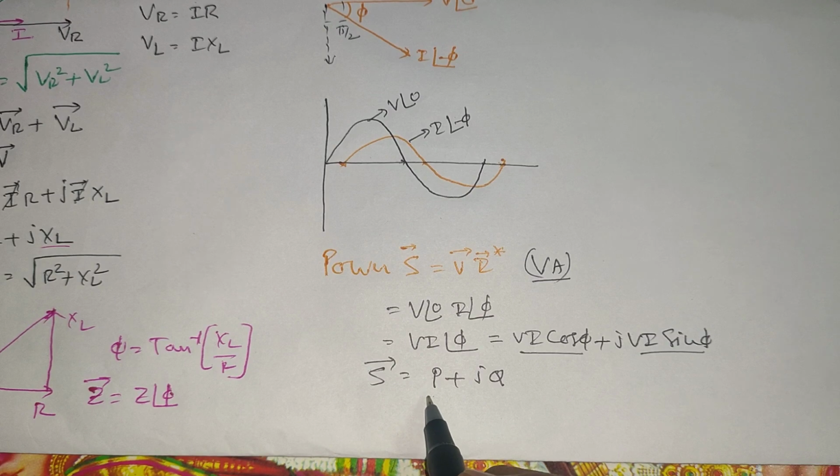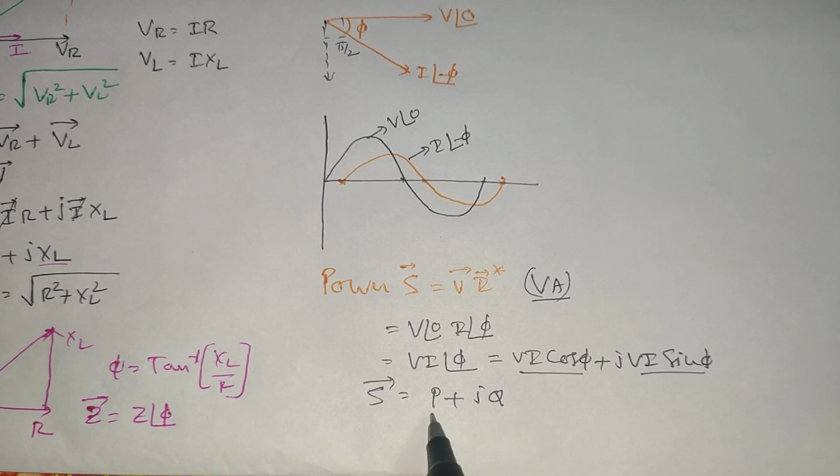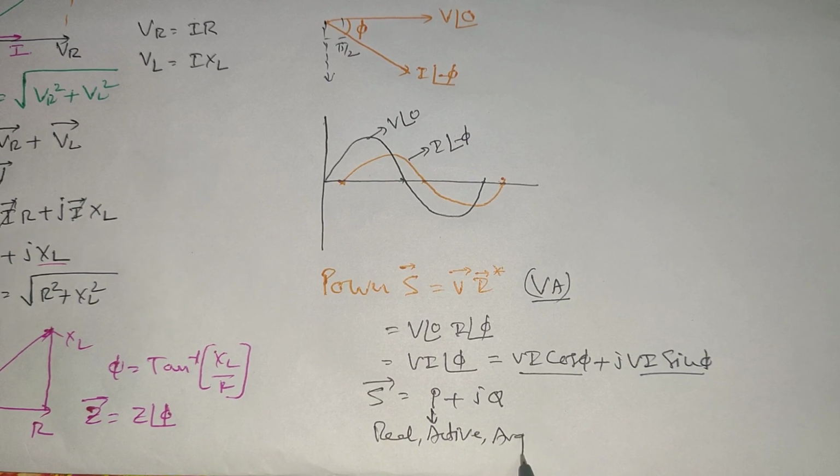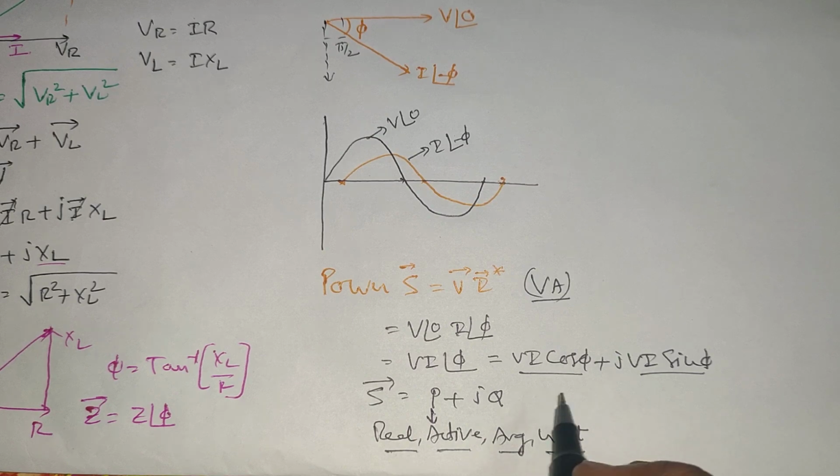Here, the total power has two components. One is the real component, and the other is the imaginary component. Hence, P is considered as the real power or active power, average power, or watt component. The units of this power are watts. Or you can also consider this as the DC equivalent of AC power.